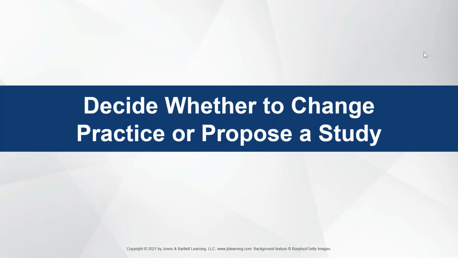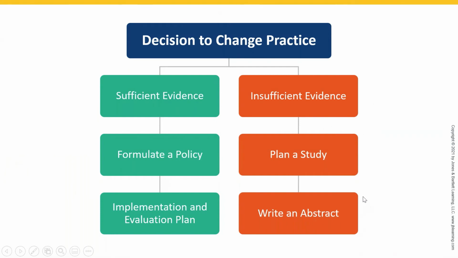The next step for students is to decide whether they're going to change practice or propose a study. They can go either way. If they have sufficient evidence, I have them formulate a policy and make a little plan about implementing and evaluating the practice change. If they decide there isn't enough evidence, I have them make a plan for a study and write an abstract that summarizes what their study would be. So I'm going to give you some examples here of my students' work.